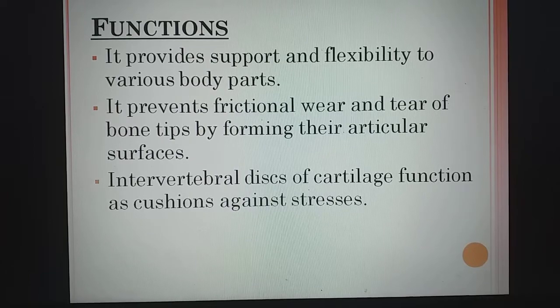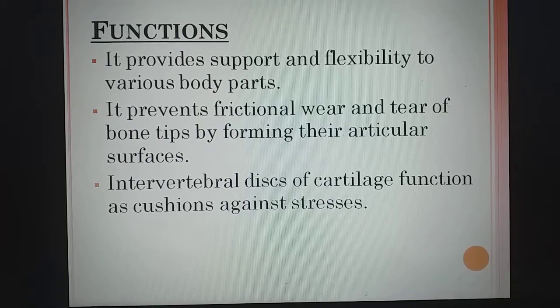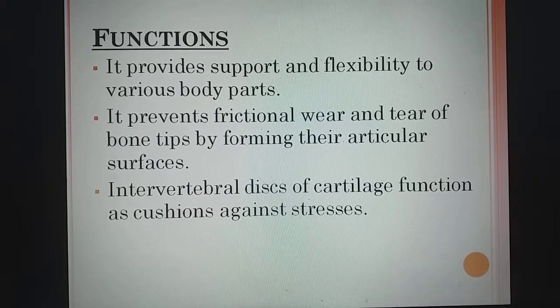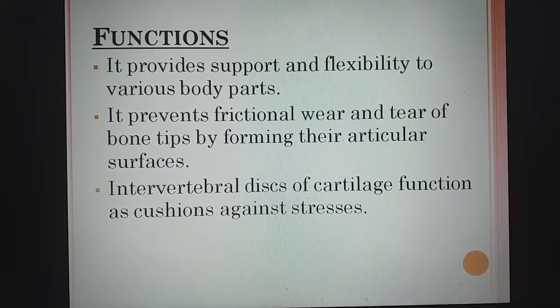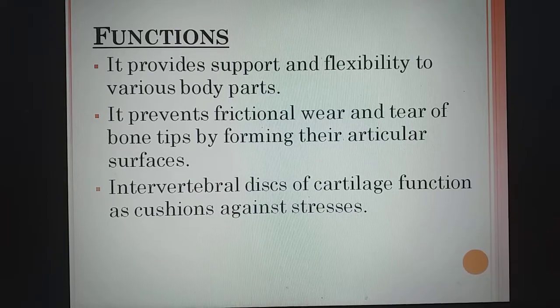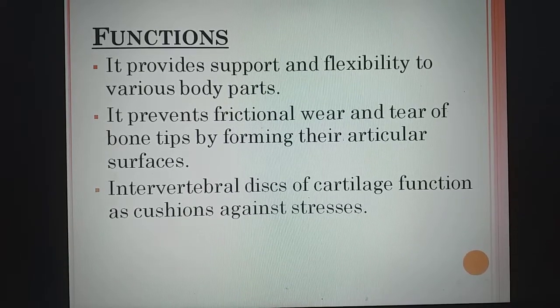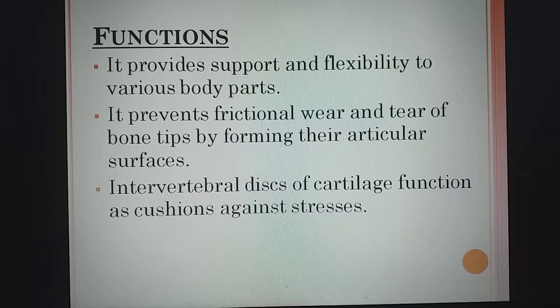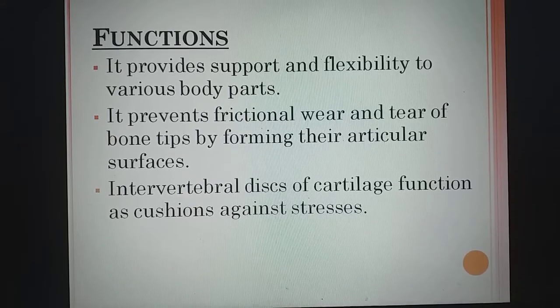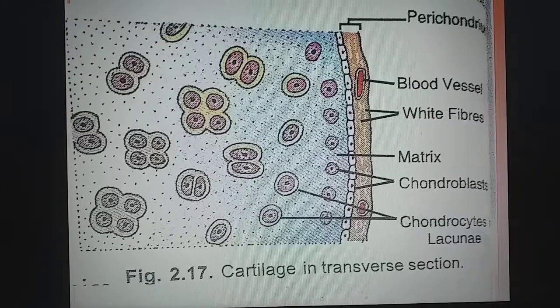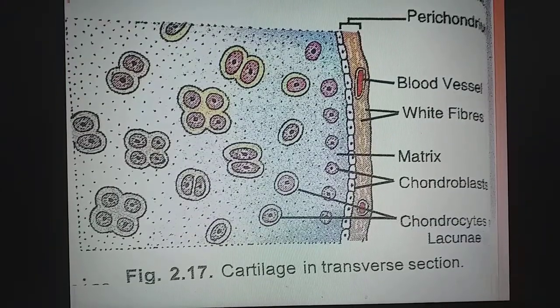It prevents frictional wear and tear of bone tips by forming their articular surfaces. Wherever the joints are, above them you will find the articular surface, so that prevents frictional wear and tear. Next, the intervertebral discs of cartilage function as a cushion against stress. So in between the vertebrae, this cartilage functions as a cushion against stress. See the diagram. Here a blood vessel is there.